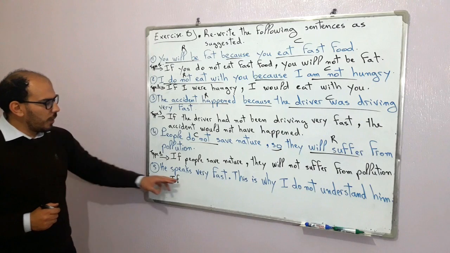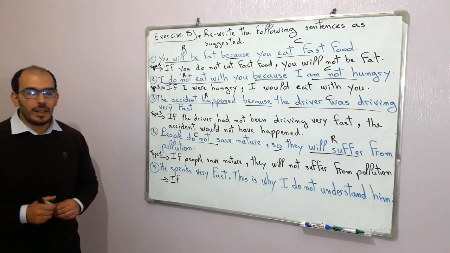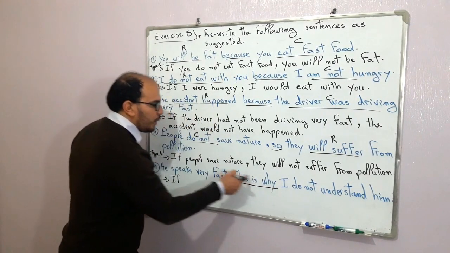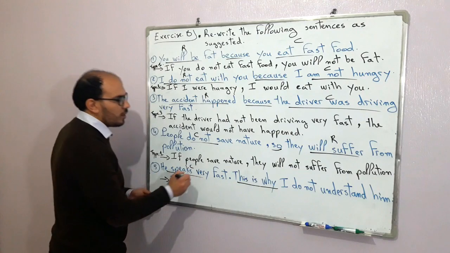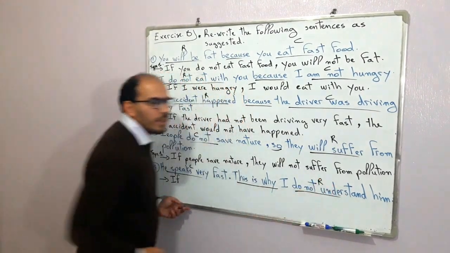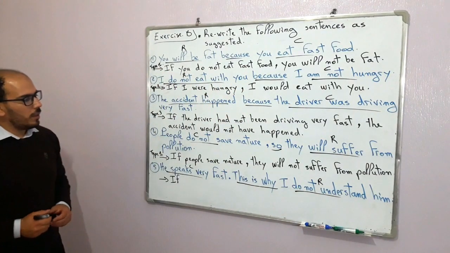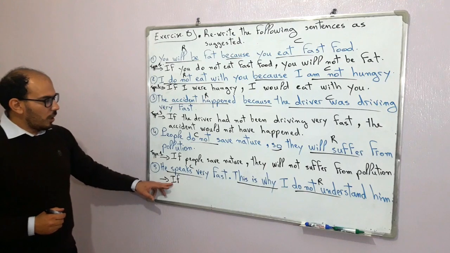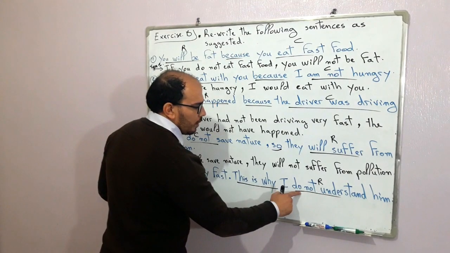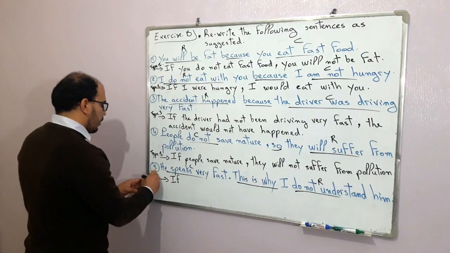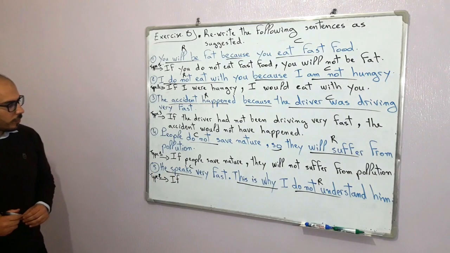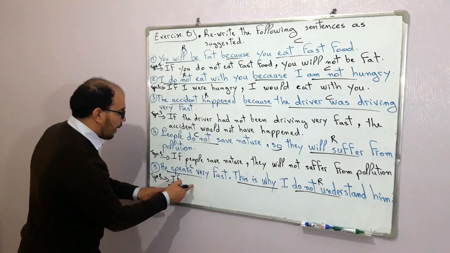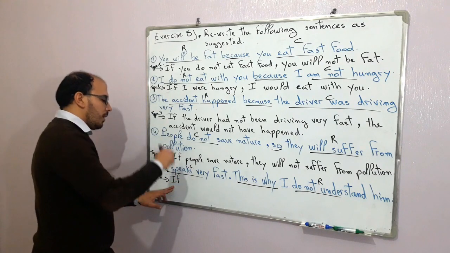Let's move to the last example. He speaks very fast. This is why I don't understand him. He speaks very fast. This is why, this is the reason, this is the cause. So this is the condition of this result: I don't understand him. This keyword is a signal that this is the condition and this is the result of this condition. So next I have the result. The verb is written in the simple present. So if it is in the present, we are talking about type 2. So if the condition is that he speaks very fast, I have to put the type 2 verb in simple past. So I have speak, and I should put it in the simple past in the negative form.